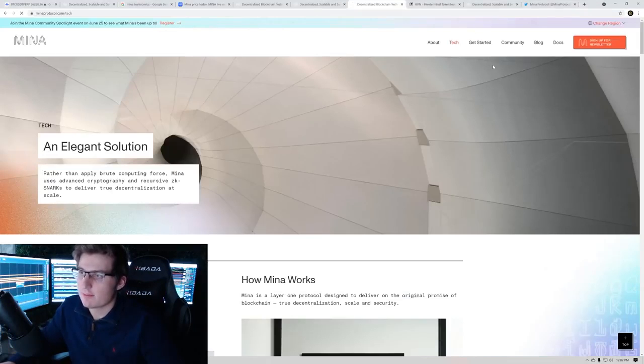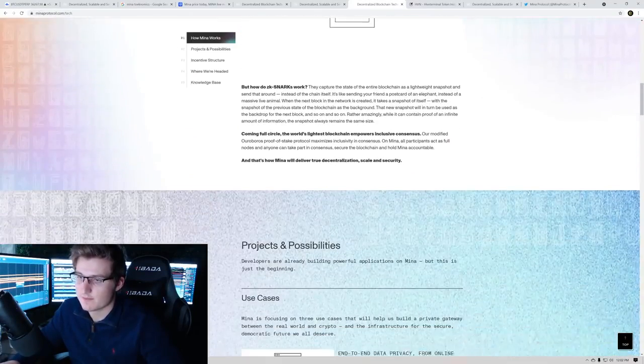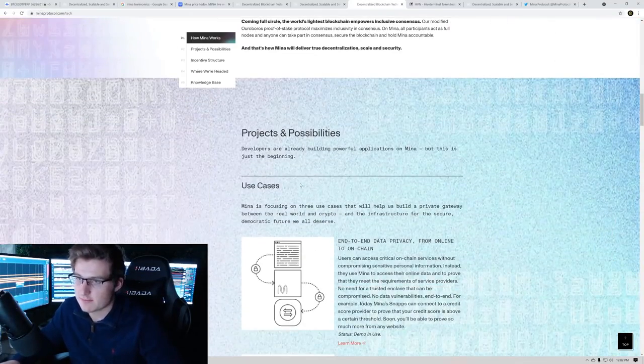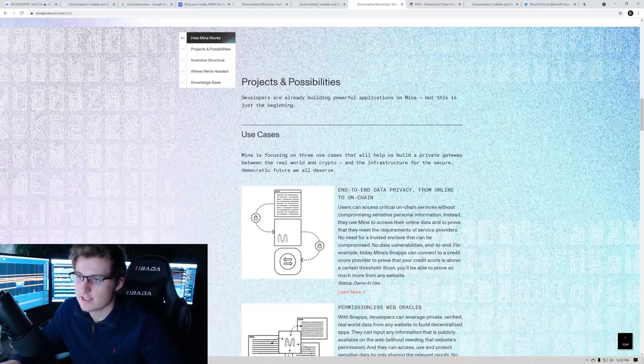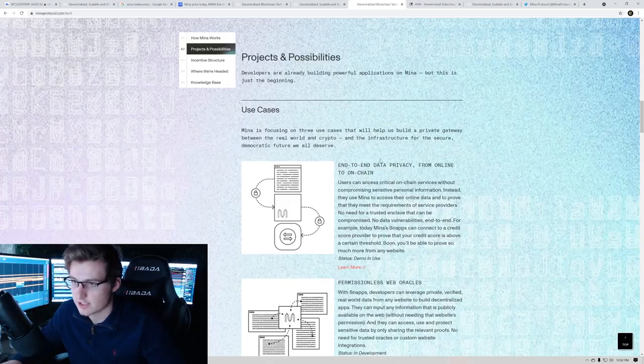So we're going to go into their tech page. You click their tech page and we're going to get into their product and their solution. Well, it says projects and possibilities, right? Here's their use cases. And they are at layer 1. And the whole point of crypto is to also make these other financial systems be able to use these decentralized projects. Mina does offer that.